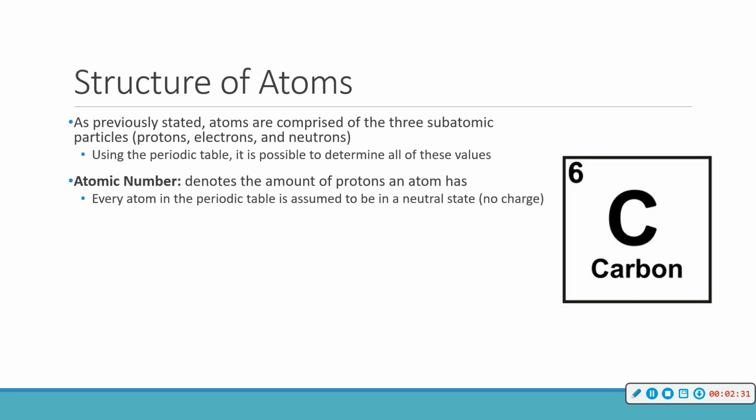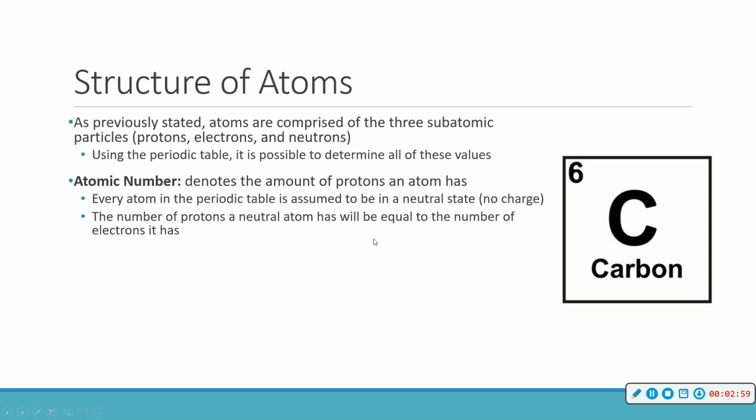Now, because carbon has 6 protons, that means it needs an equivalent amount of electrons in order to balance out those 6 protons. So whenever you're looking at the periodic table, you would essentially say that the number of protons will be equal to the number of electrons. So as it stands, we know that carbon has 6 protons, and it must have an equivalent amount of electrons. So it also has 6 electrons.